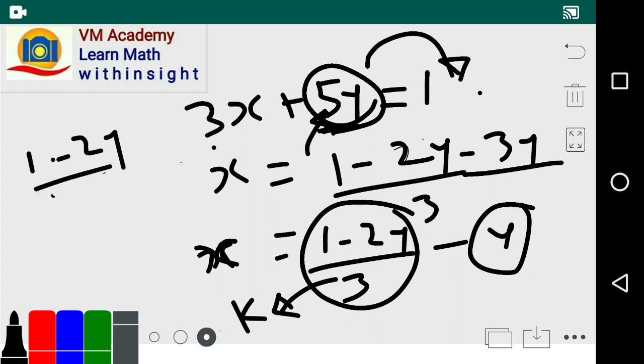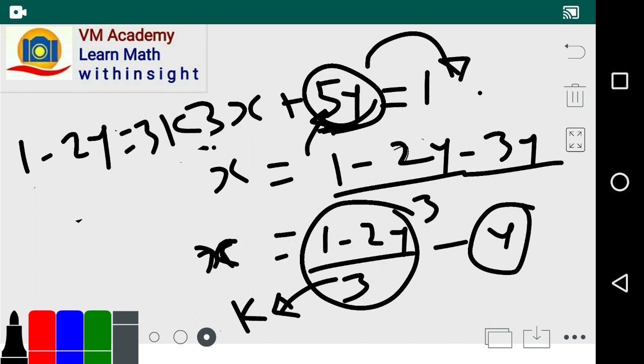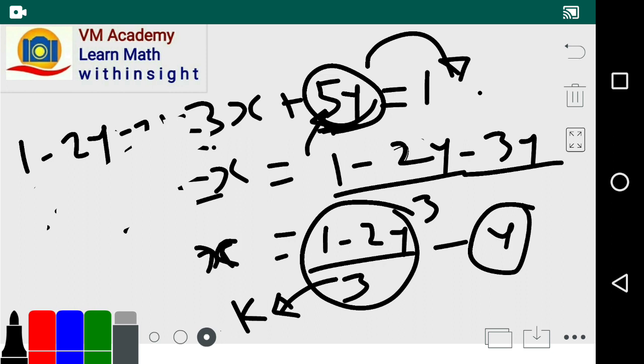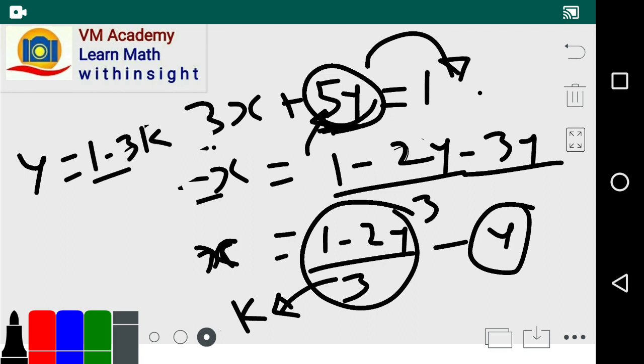(1 minus 2y) by 3 equals k, that is 1 minus 2y equals 3k. That is, 2y becomes, friends, 1 minus 3k, and thus y becomes (1 minus 3k) by 2. Thus friends, y is (1 minus 3k) by 2.